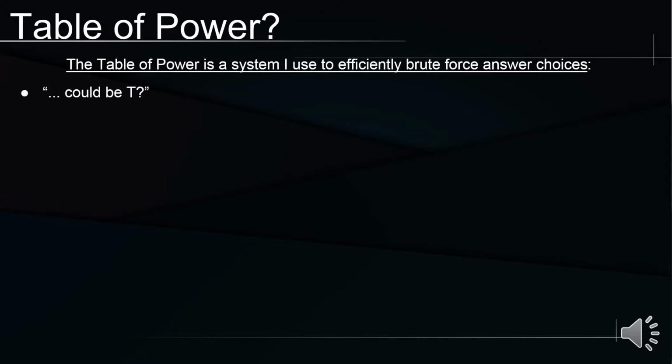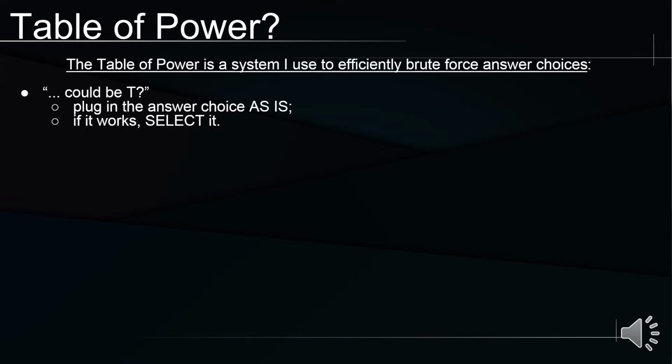The first category that's easiest to deal with in the table of power is any question that ends in could be true. If I am looking at any number of answer choices in a could be true question, and I'm trying to brute force it, the first thing I do is plug in the answer choice that I'm testing as it is. I make no alterations to it. So if I'm testing answer choice A, I plug A into the diagram exactly as it is. And then if I can get it to work, I select it. Simple as that. Because I've just literally proven that it could be true.